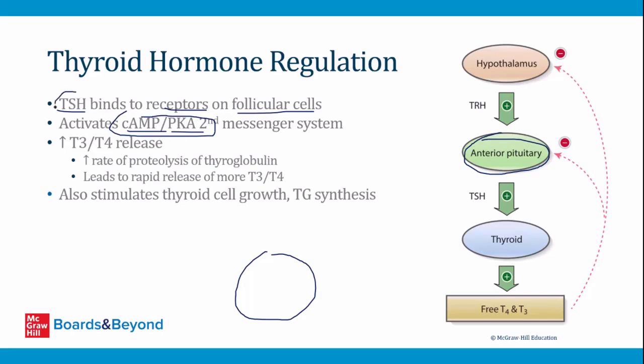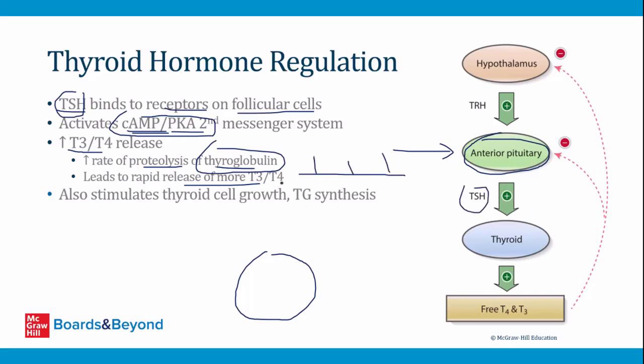But the point here is that the TSH coming from the anterior pituitary gland binds to follicular cells, activates this second messenger system, and that leads to the release of more T3 and T4 from the thyroid gland. The way this happens is there's more proteolysis of thyroglobulin, and this leads to rapid release of more T3 and T4. I explain how thyroglobulin works in another video, but basically it's a big protein with lots of T3 and T4 molecules attached to it. So when TSH binds to follicular cells, it basically lops off all these T3 and T4 molecules, and they go out into the bloodstream, and that's what raises the amount of free T3 and T4.